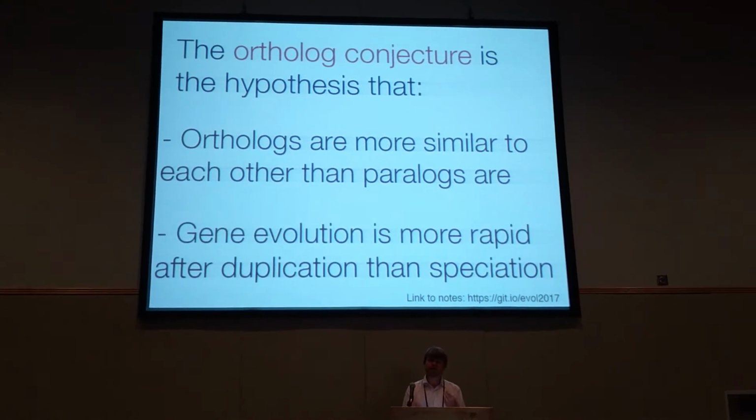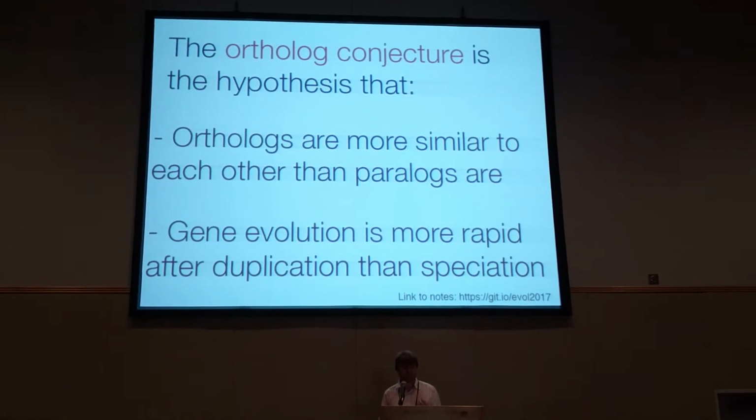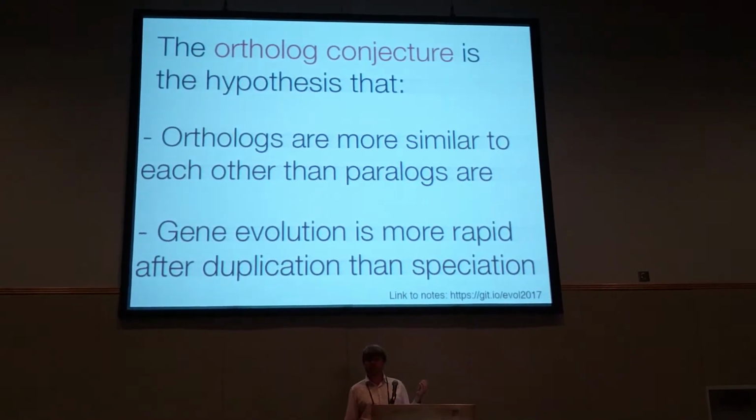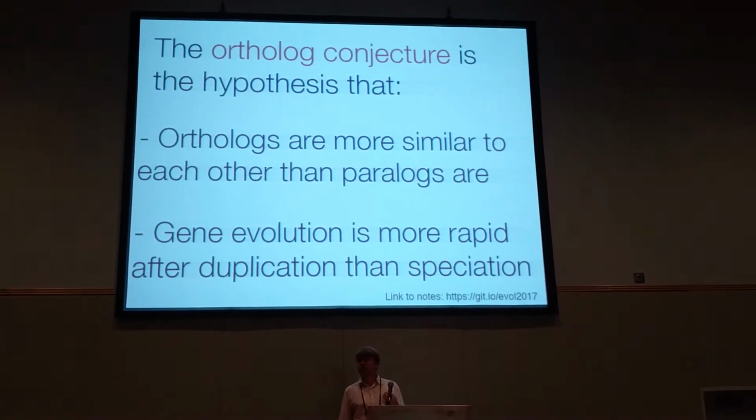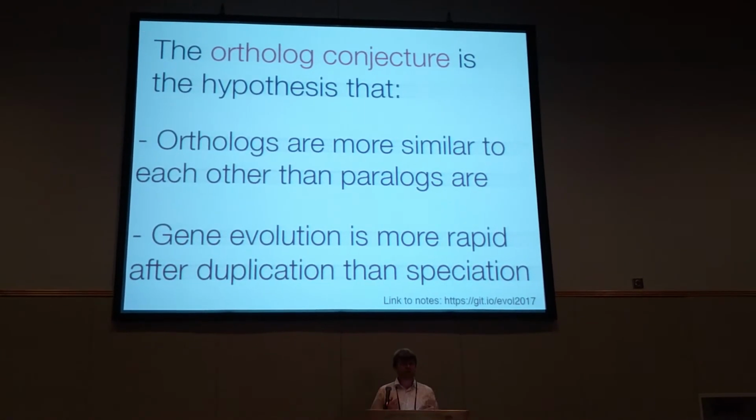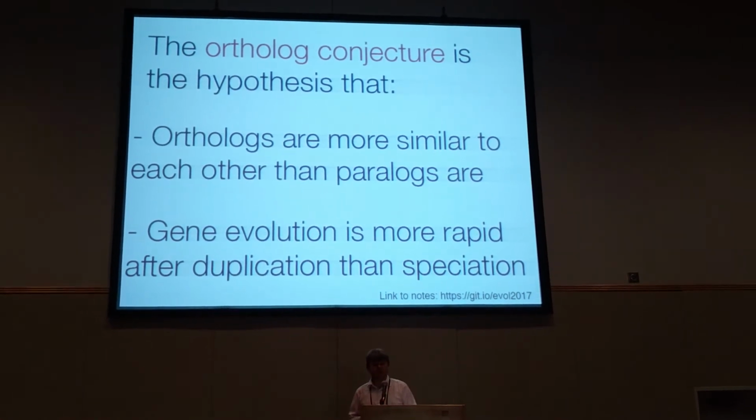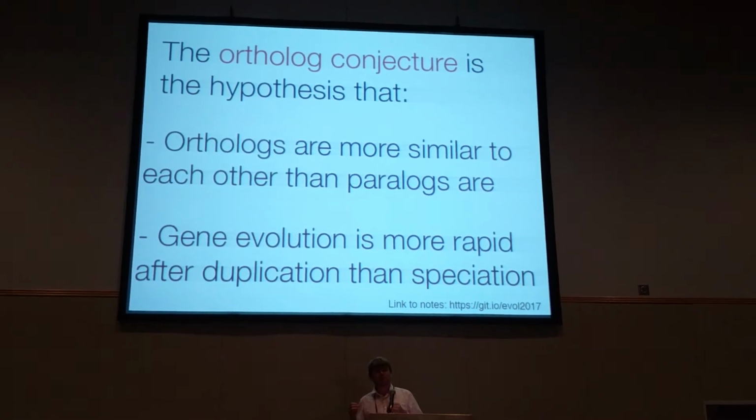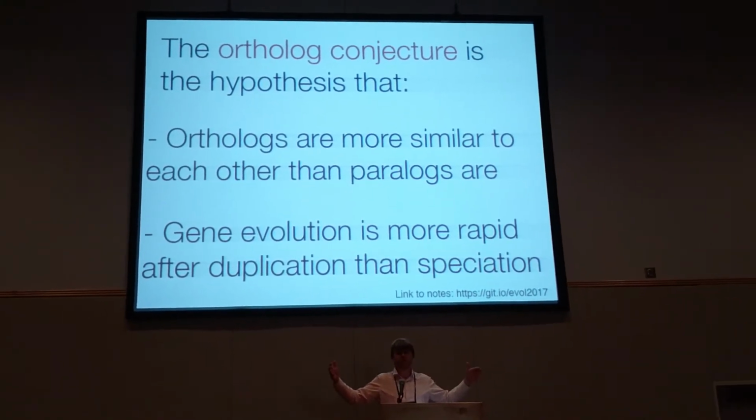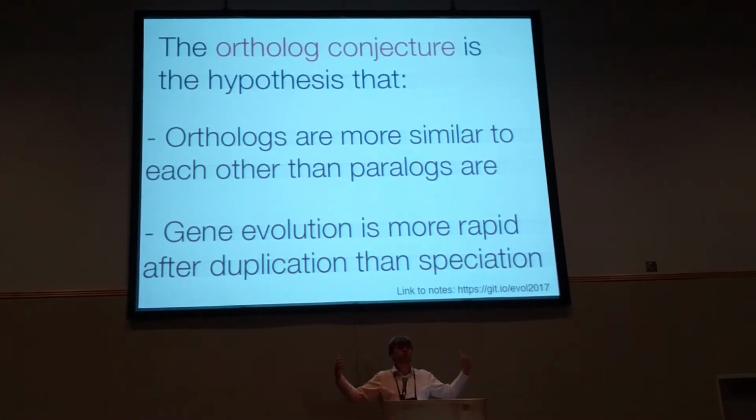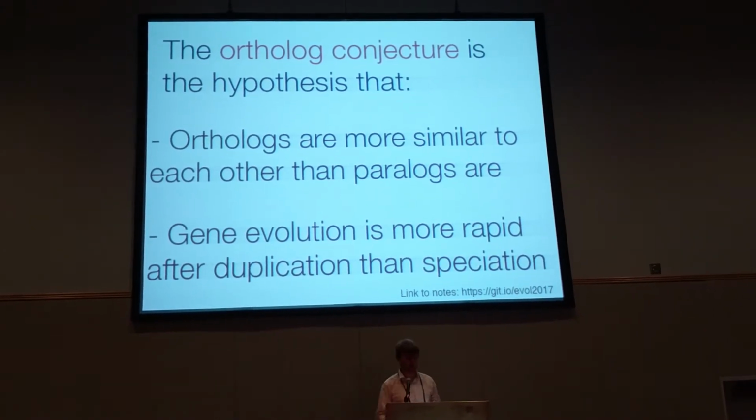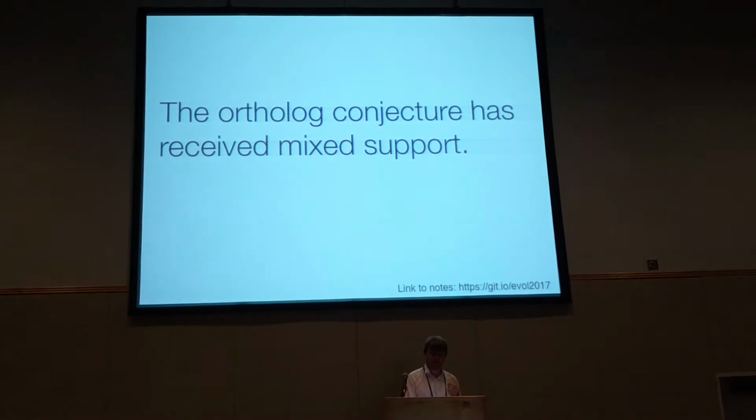It's also articulated sometimes in terms of a process: gene evolution is more rapid after duplication than speciation. There are some really interesting specific models for why we might think this is the case, like degeneration and complementation, and those models have been shown to play out in specific cases. Really, the ortholog conjecture is a generalization of those models, saying that in general we should expect those processes to have a big impact, so that orthologs should always be expected to be more similar than paralogs.